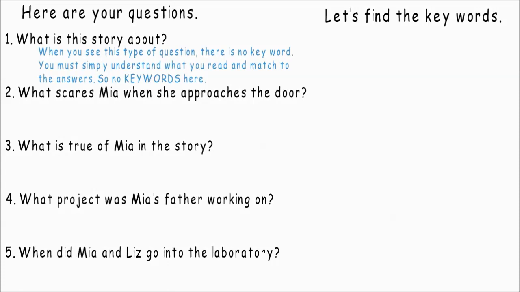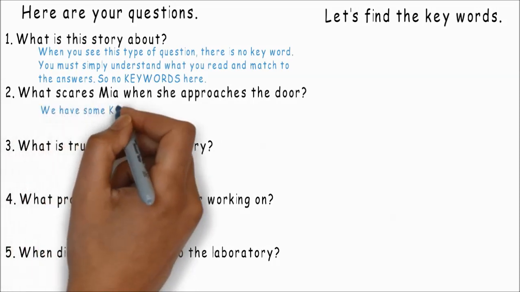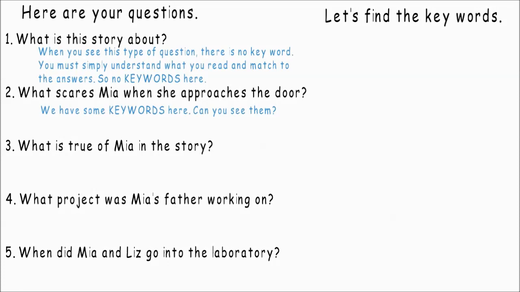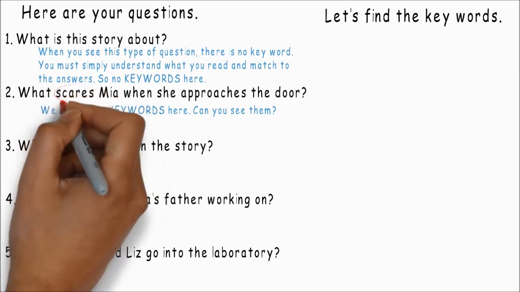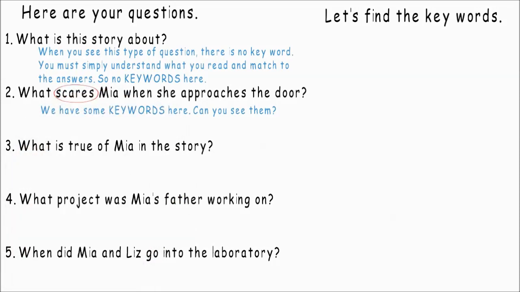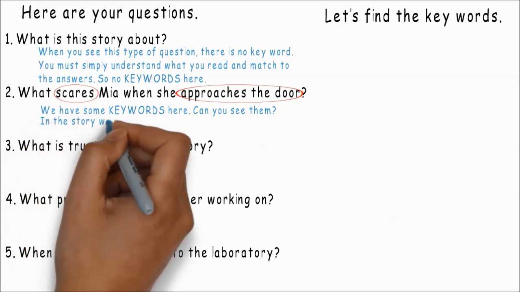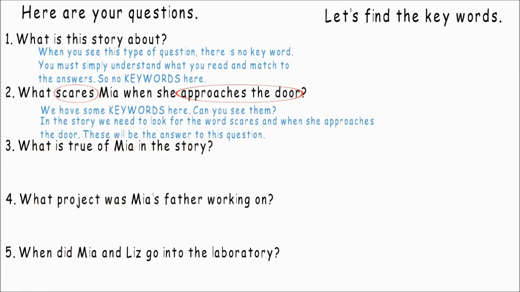Number 2. What scares Mia when she approaches the door? We have some keywords here. Can you see them? Scares is one, and approaches the door is the other. So in the story, we need to look for the words scares and when she approaches the door. These will be the answers to this question.